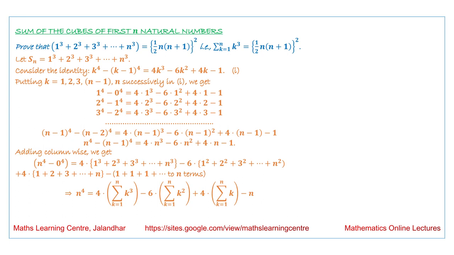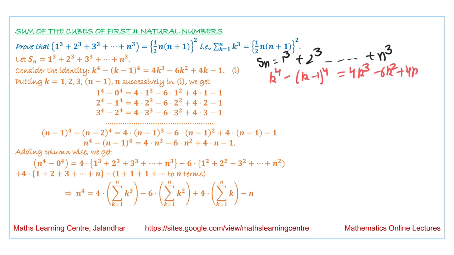Now next is the sum of the cubes of the natural numbers. So we have to calculate the value of Sn, which is equal to 1 cube plus 2 cube and so on up to plus n cube. Now to solve this we are using the identity that k raised to the power 4 minus (k minus 1) raised to the power 4 is equal to 4k cube minus 6k square plus 4k minus 1.